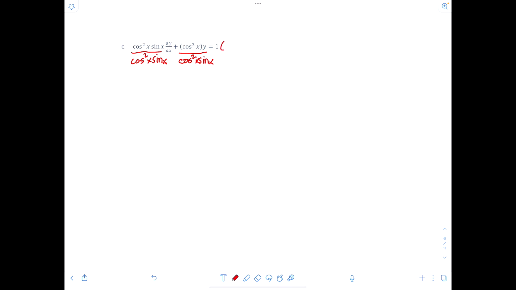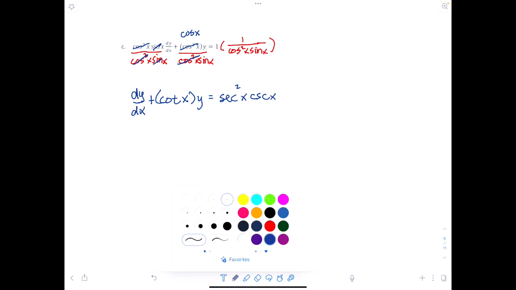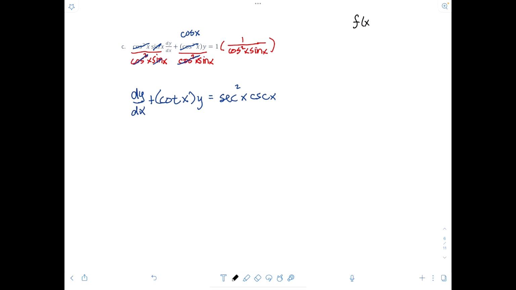And then we'll multiply by 1 over cosine squared of x times sine of x. Groovy? So we'll have dy dx plus cotangent of x, that quantity times y, is equal to secant squared of x times cosecant of x. Cool? So f of x is secant squared of x times cosecant of x.